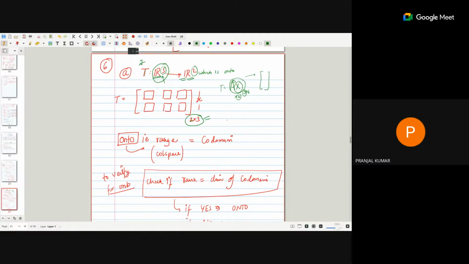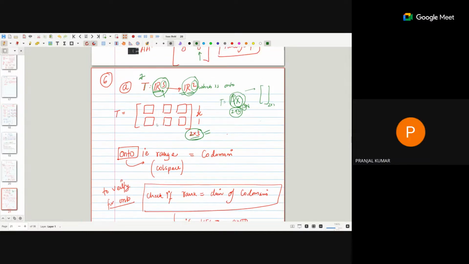Sorry, what should be the order of the vector? Since you are getting outputs in R2, should it be 2 cross 1? So should it be 2 here? So is the order of A 2 cross 3? Yes. Okay, so that's why it is 2 cross 3.